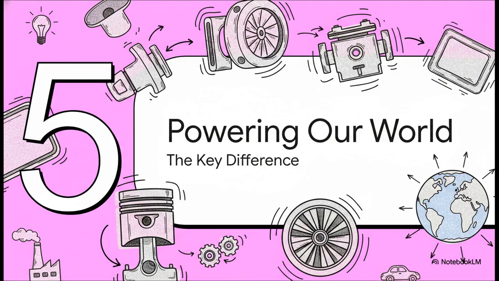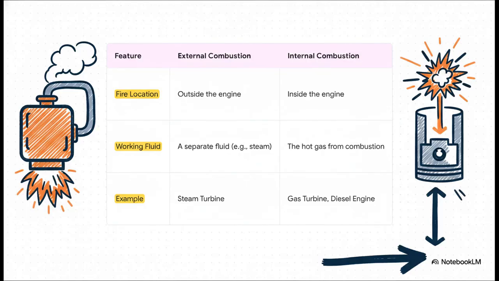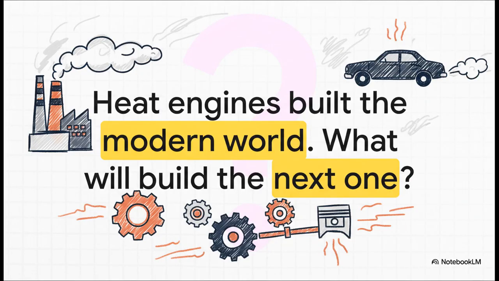All right, so we've covered a lot of ground. Let's just take a second and bring it all together and really nail down what we've learned. At the end of the day, it really all boils down to this. Is the fire heating up a separate fluid, like water turning into steam, to do the work? Or is the hot, expanding gas from the fire itself doing the pushing directly? That's it. That's the fundamental split. From the steam turbines powering our grid to the diesel engines in our trucks, these two principles are just everywhere. They are, without a doubt, the engines that built the world we live in today. Which, of course, leaves us with a pretty big final question to think about. What kind of engine is going to build the next one?